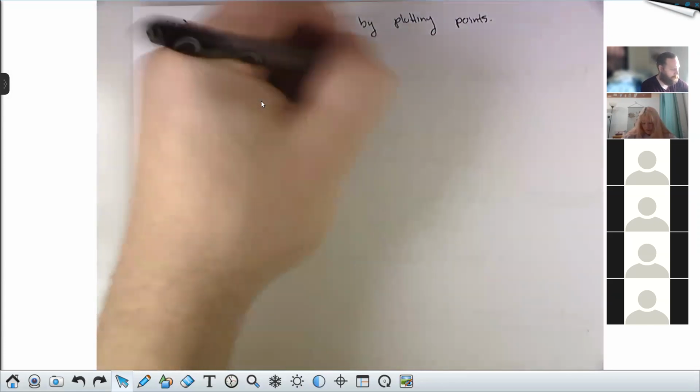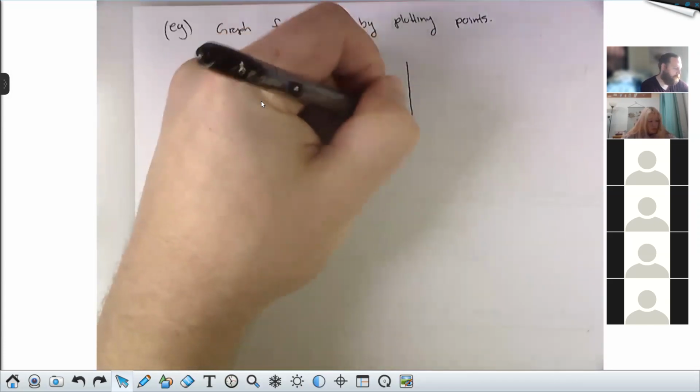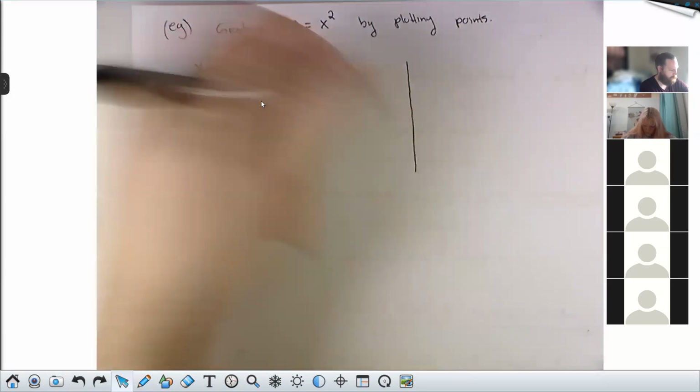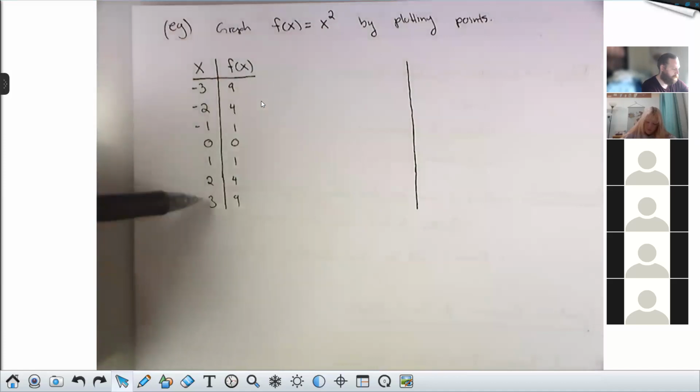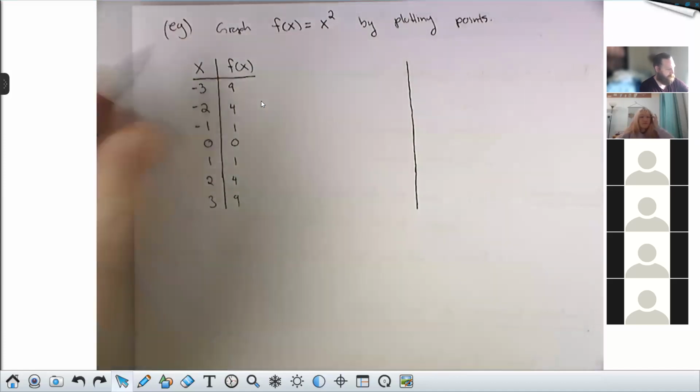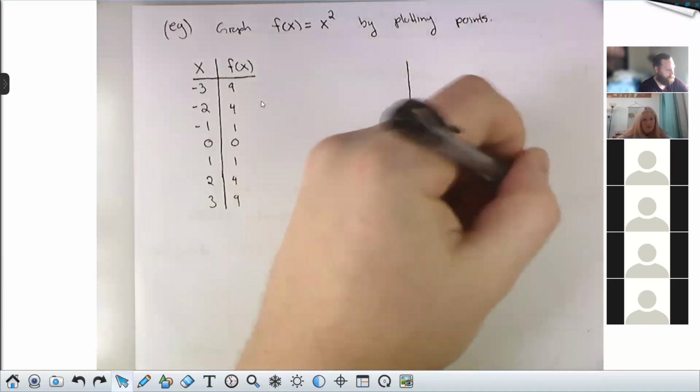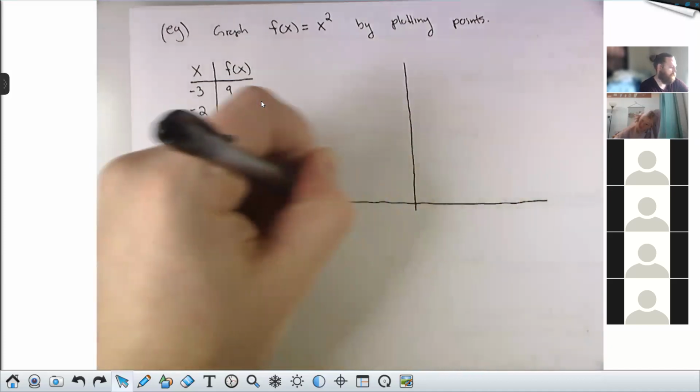Now we are going to plot these points. We're going to plot them by hand, and then we will check our graph against the graph generated by the calculator. What I see is that my x's are running from -3 to 3, but my y's are all positive. I don't have any negative y's. So I'm not going to make my y-axis poke down very much. I'm just going to do it like this.